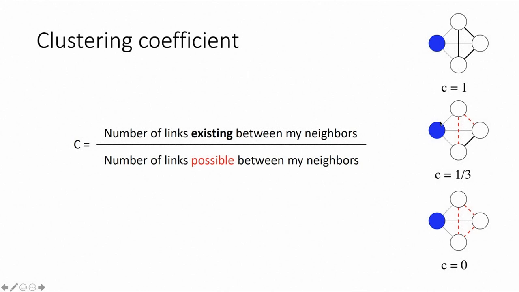Now again, what's the clustering coefficient of this blue node? We can see here that he has, again, 3 friends, but now the red links are missing. So there's only 1 link among his friends. That gives us 1 existing link divided by 3 possible links. So the clustering coefficient of the blue node is 1/3.